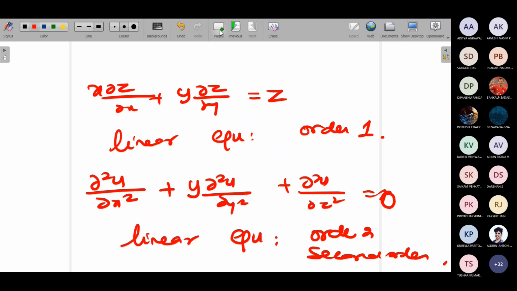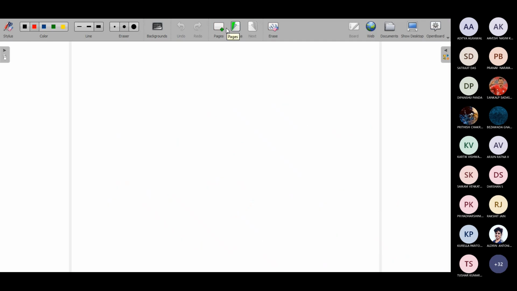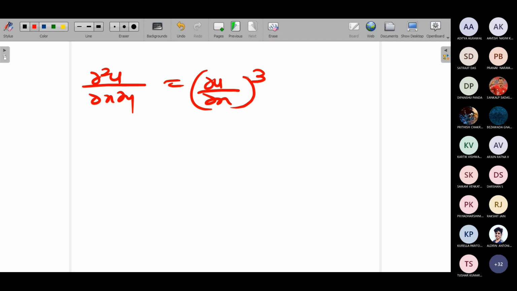Okay, I'll give you one more example so that you will differentiate it. Suppose you have dou square u by dou x dou y equals dou u by dou x the whole cube. What type of equation is this? Is it linear or non-linear? Because if you know this difference only, you will be able to identify the problems. Is it linear or non-linear?